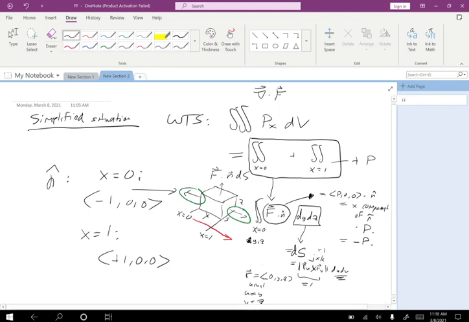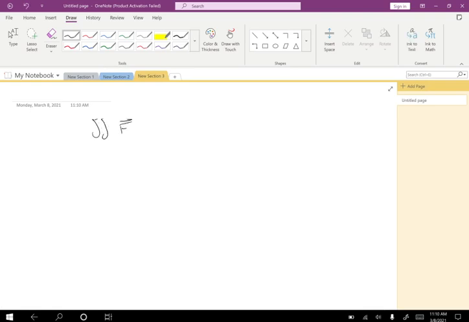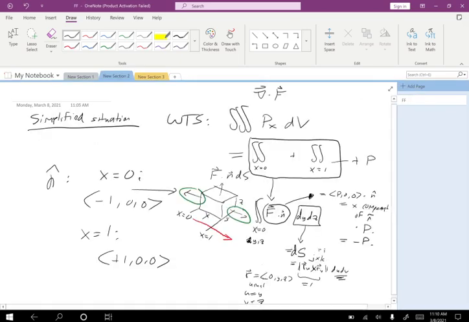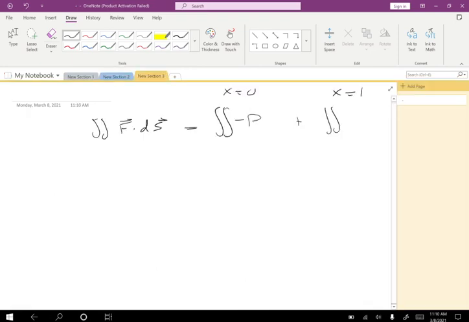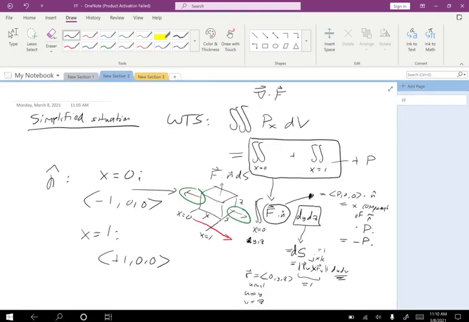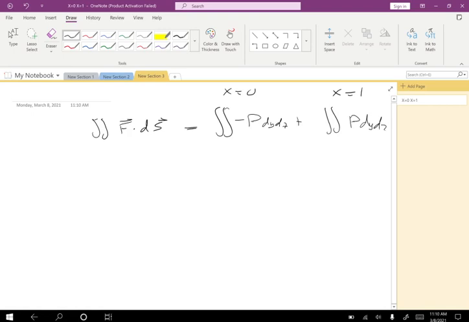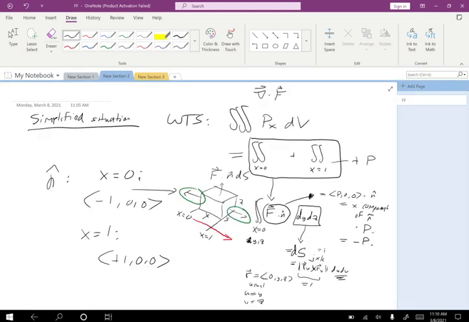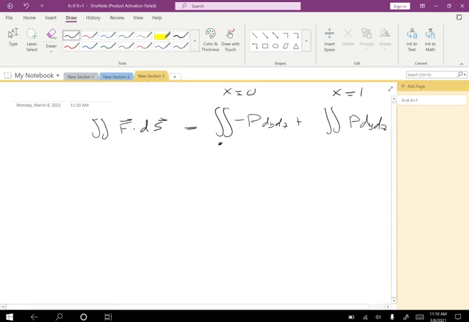So in other words, the flux integral is equal to your x equals 0 part plus your x equals 1 part, and you will have negative P. Remember, the x equals 0 has a negative pointing normal vector. And then it'll be a positive P for x equals 1 because the normal vector is positive pointing. I won't write the y and z limits. They should be obvious because it's a cube. And it's important to note that P is evaluated at x equals 0, and P is evaluated here at x equals 1.